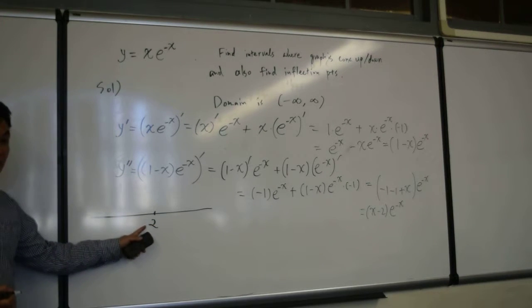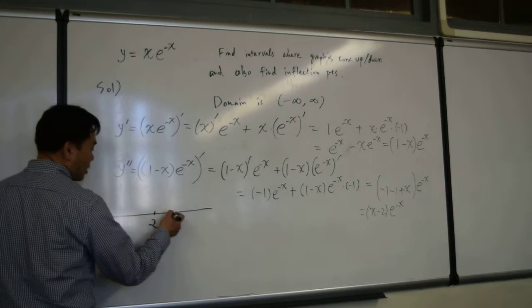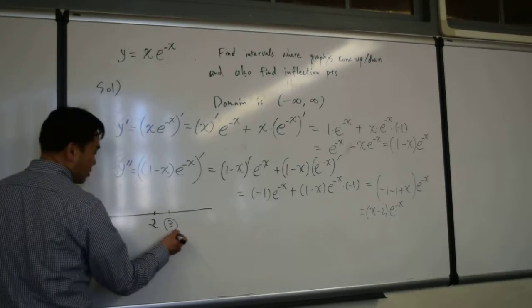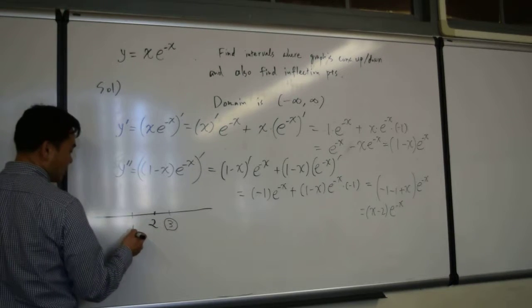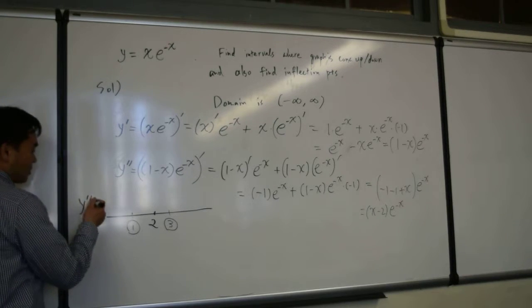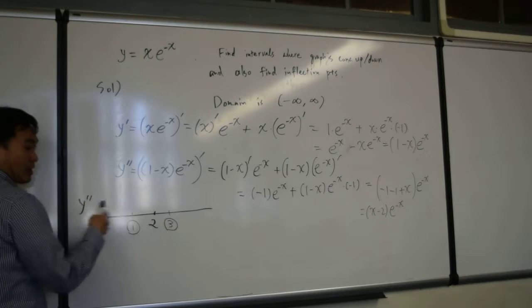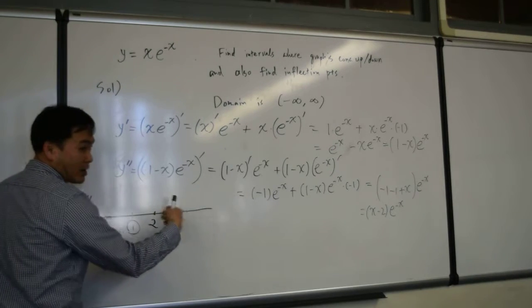So you want to mark that point on the number line, and then you want to pick a test point after and also before, and plug it into y double prime to figure out what's the sign of the second derivative in this interval, and also the sign in this interval.